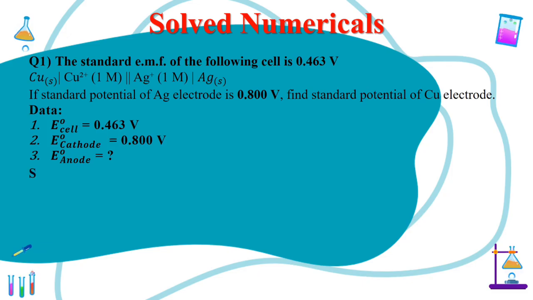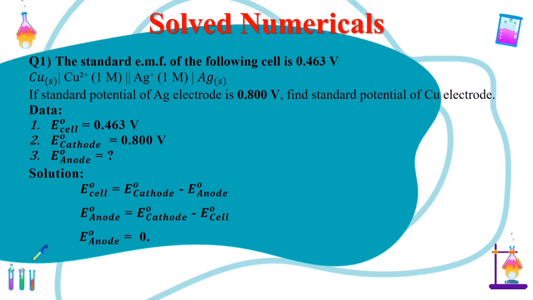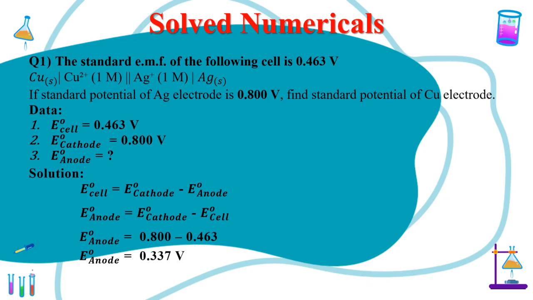We know that standard cell potential is given by the formula E naught of cell equals E naught of cathode minus E naught of anode. As silver has higher reduction potential, hence it acts as cathode and copper acts as anode. On rearranging and substituting the above values, we can calculate E naught of anode.